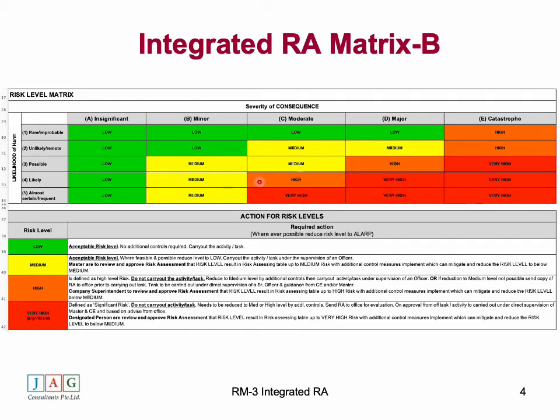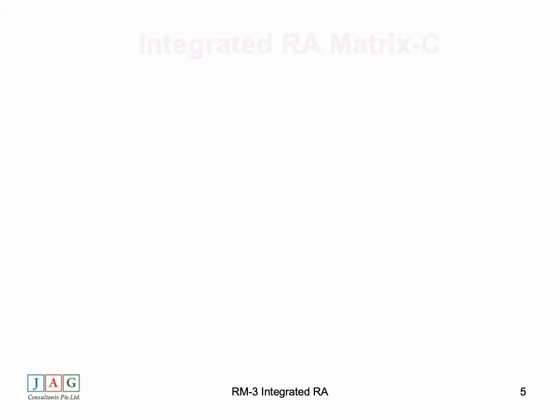This is to assess the likelihood of the hazards and the severity of consequences to arrive at the possible risk level, and then based on the risk level, every company can have their own actions, what they wish the ship staff to do, if it's a low, medium, high, or a very high risk level.